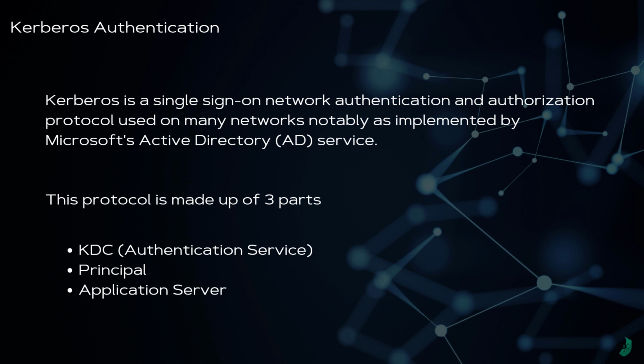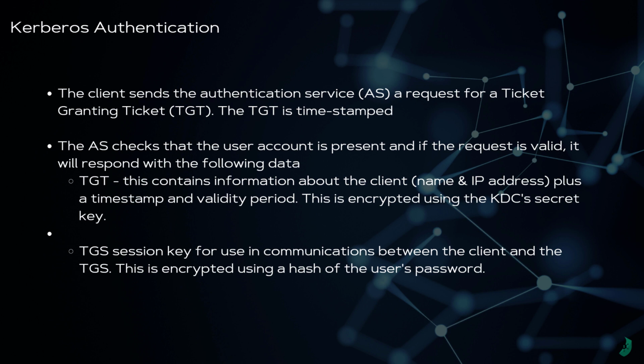First of all, you'll have the KDC, which is the authentication service, and then you'll have the principal and then the application server. Now, the principal is typically the end user, the person requesting to be authenticated. Now, the way it works is that the client or the end user will send the authentication service AS a request for a ticket granting ticket, a TGT. Now, this TGT will be timestamped.